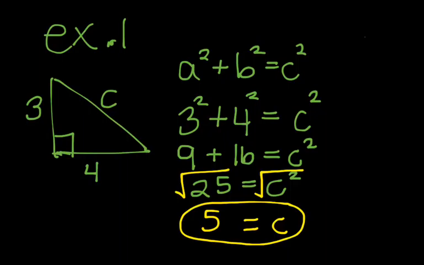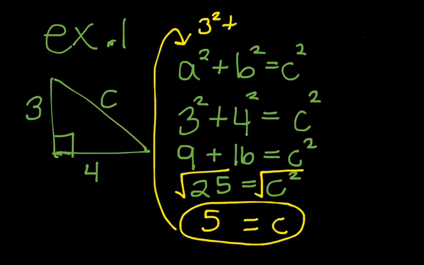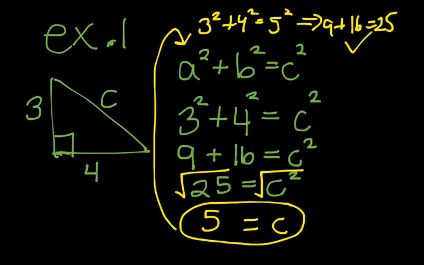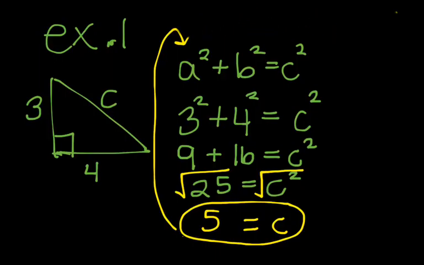I can double check it back at the top if you wanted to. I could say 3 squared plus 4 squared equals 5 squared. And I don't copy this yellow part down, but I would say 9 plus 16 equals 25. And yes, it does. So that's a nice little way to check yourself. We don't have to do that here.